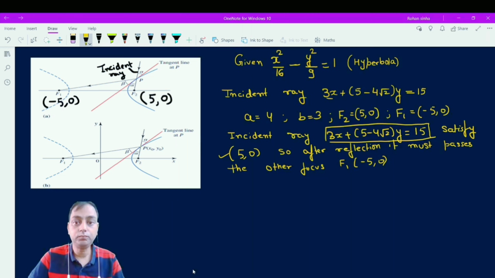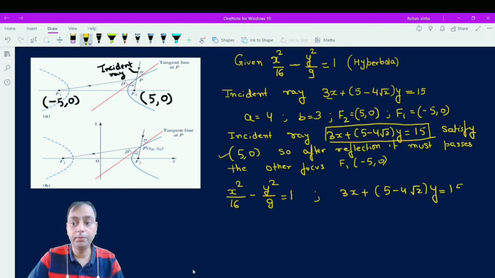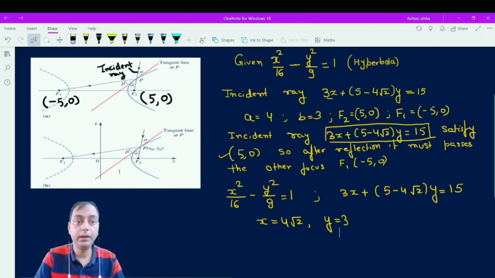Now let us do the calculations. This is our equation of the hyperbola, and this line is 3x + 5 - 4√2y = 15. If you solve these two equations, we find the common solution x = 4√2 and y = 3, that is (4√2, 3). So the coordinates of point P (x0, y0) are (4√2, 3).